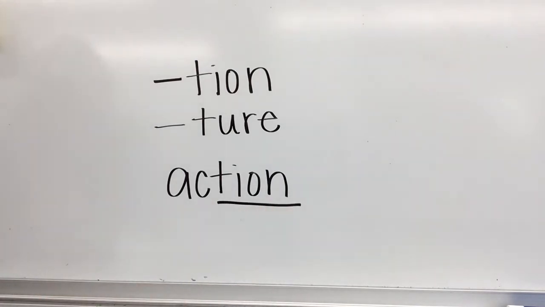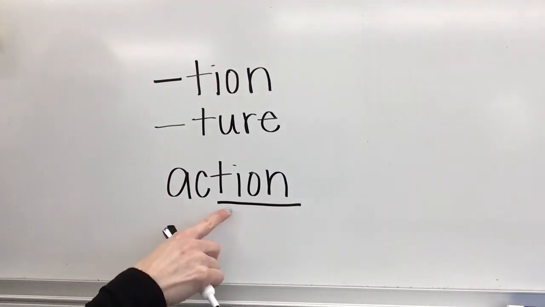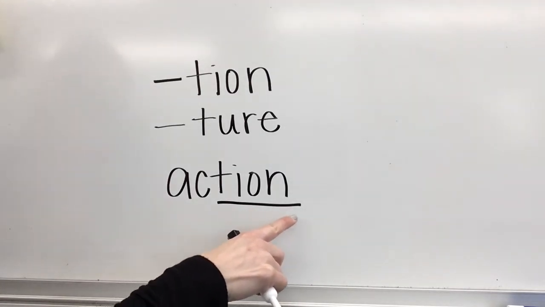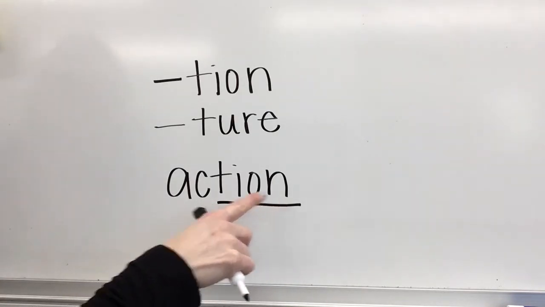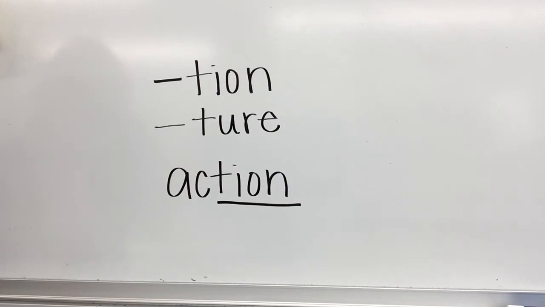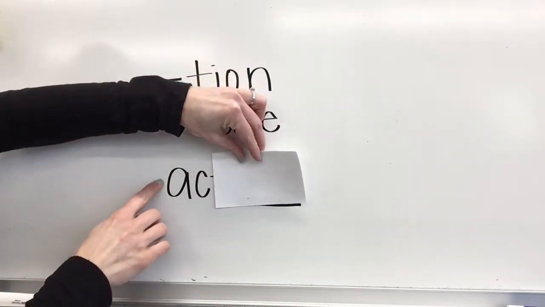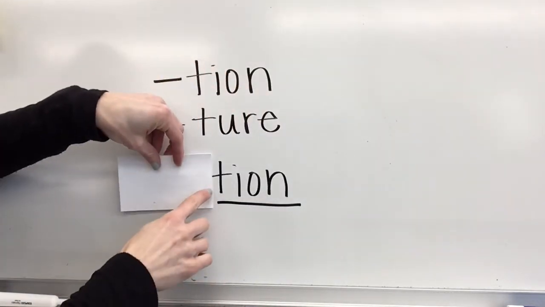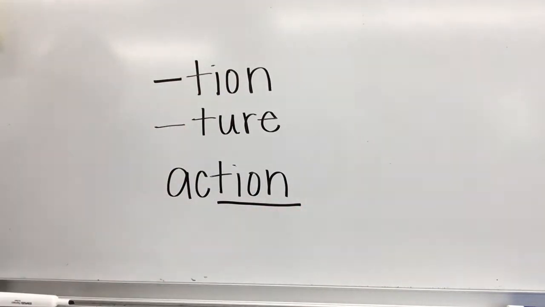Here is my final syllable. The word action ends with shun. The final syllable shun is spelled T-I-O-N. When you see T-I-O-N at the end of a word, say shun. I will model how to read this word. Syllable, ack. Syllable, shun. Word, action.